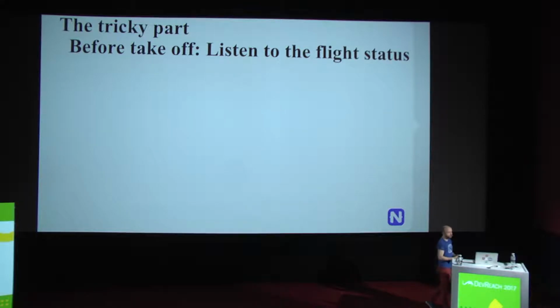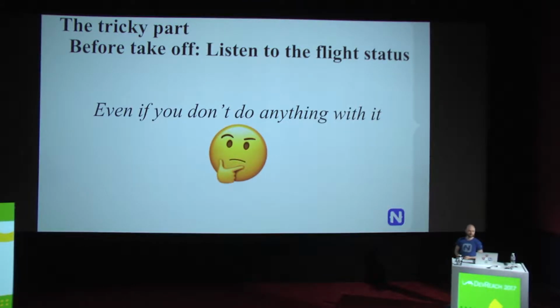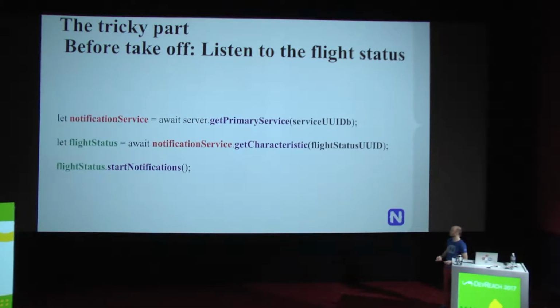Another thing is, before you can even send a command to take off, or any commands, you have to initialize these drones. And there are a few steps. So one of them is we have to keep track of the notifications. Even if you're not interested in the battery level, this drone expects you to listen, even if you ignore it, which is kind of weird. So basically what I had to do is get the primary service for it, then get the characteristic for that flight status, and just call start notifications and ignore that. Actually, in my demo app, I didn't want to know about the battery level.